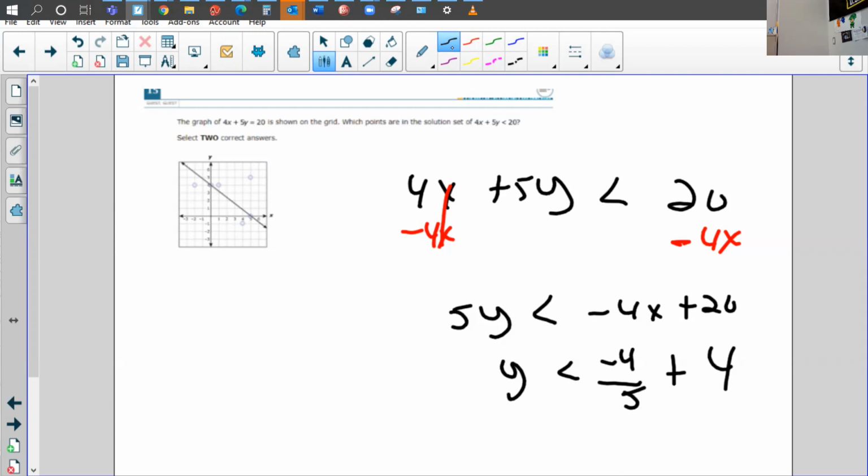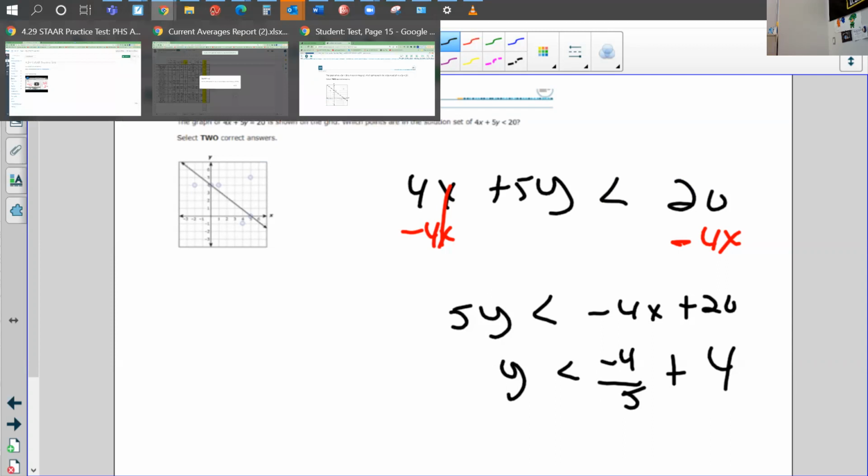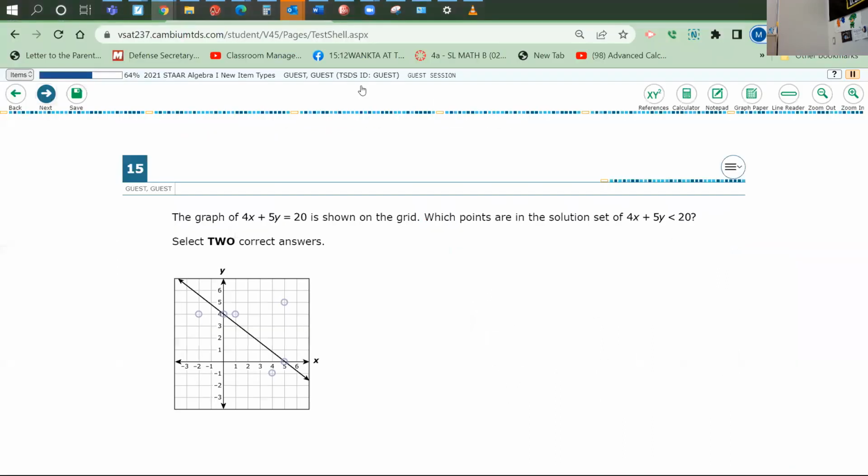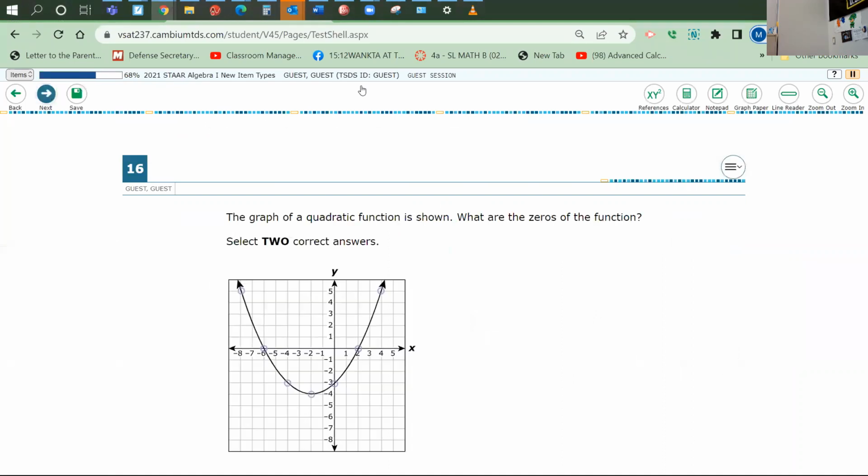Also, if this was equal, right, they would also include the line. But it does not, it's just below the line. So let's go back and look at this. It's below the line, so it has to be these two right here. Good. All righty.